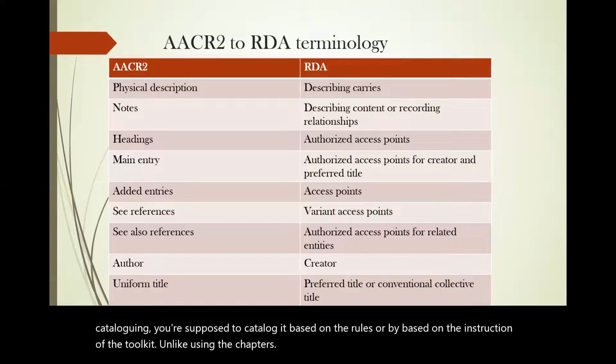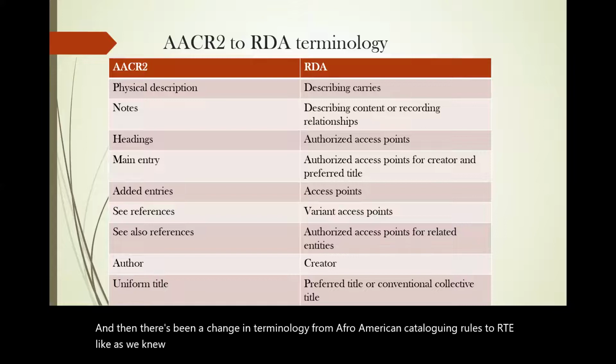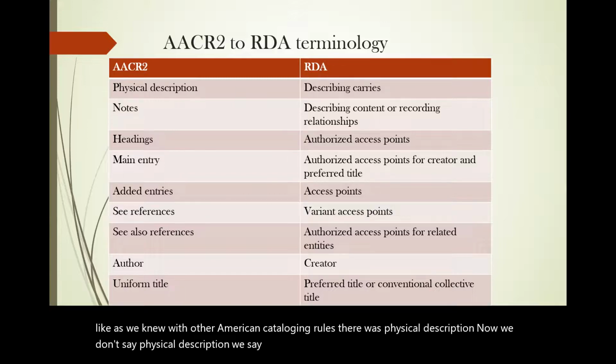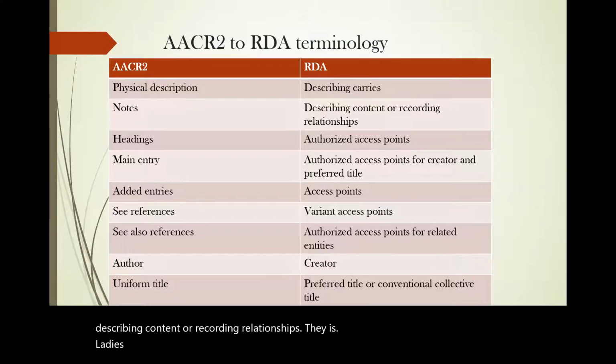And then there's been a change in terminology from Anglo-American cataloging rules to RDA. As we knew with Anglo-American cataloging rules, there was physical description. Now we don't say physical description, we say describing carriers. There are notes. Then we say describing content or recording relationships. There is main entry, there are headings. Then we say authorized access points.